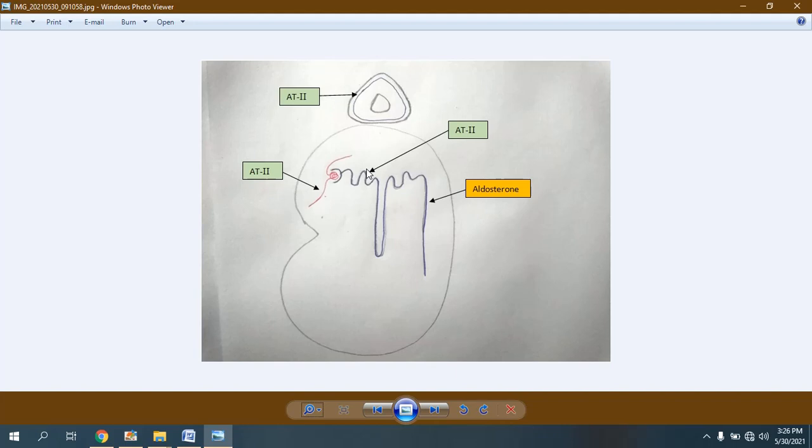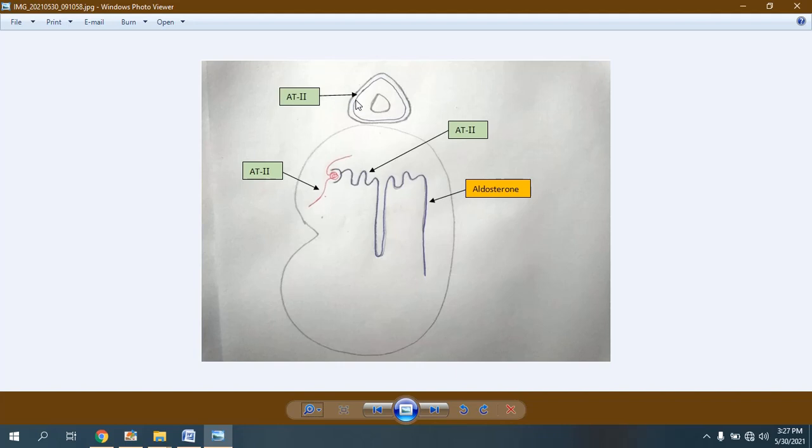Okay, and now coming toward the third point. The third point is a very important point. This is the adrenal gland, which is also called the suprarenal gland, which is present above the kidney. This adrenal gland has two major portions, the adrenal cortex and adrenal medulla. Adrenal medulla is the part of the sympathetic nervous system, while the adrenal cortex is the part of the hormonal system.